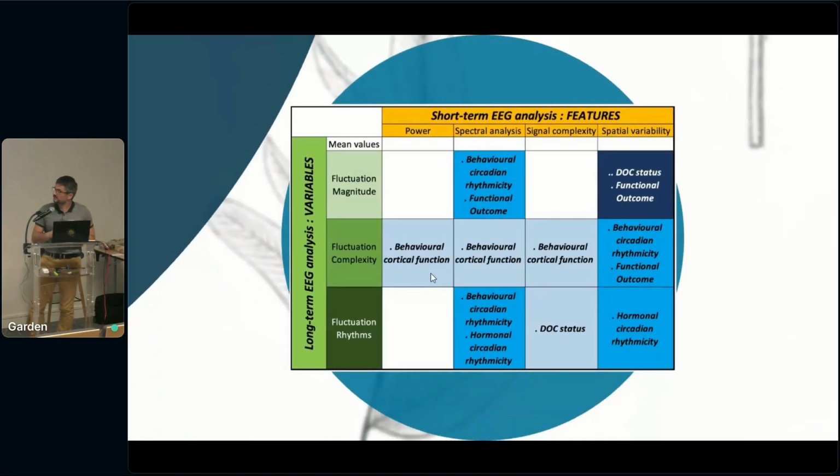When we summarize all of these factors into a single view, we observe that for the long-term variables, the mean value was never useful. We also have the information in the fluctuation magnitude, complexity, and rhythmicity, and most importantly, for the short-term EEG analysis concerning the spectral results and the spatial variability, and less extensively for the signal complexity.